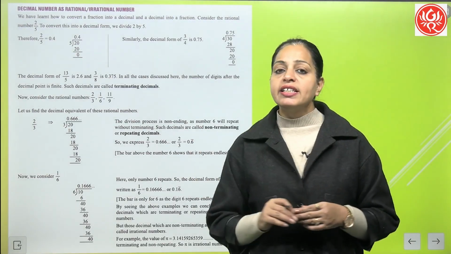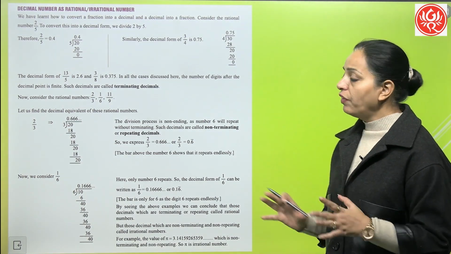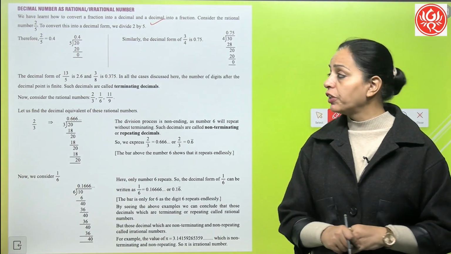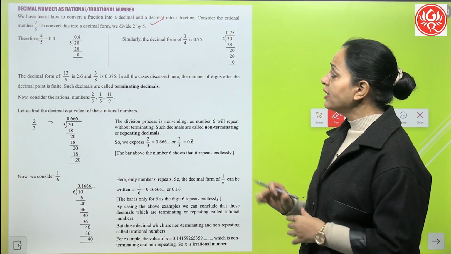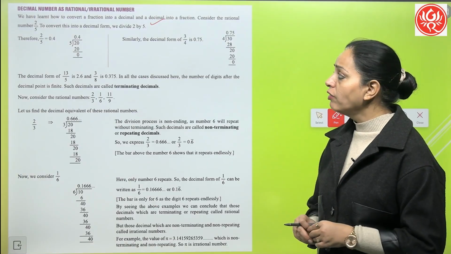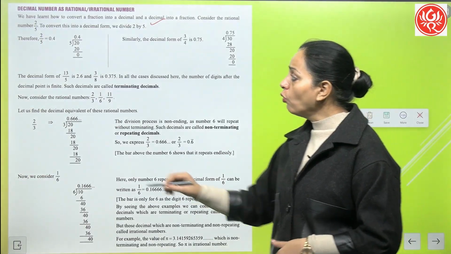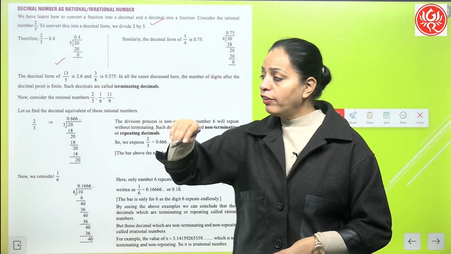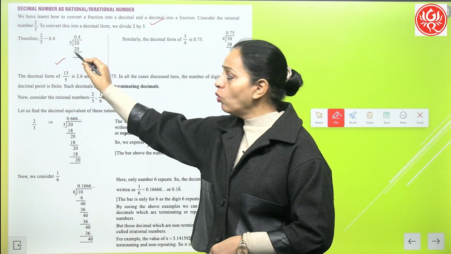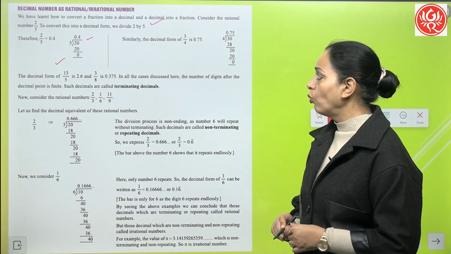Now we have decimal numbers as rational and irrational numbers. Very interesting and very important topic. We have learned how to convert a fraction into a decimal and a decimal into a fraction. Consider the rational number 2 upon 5. To convert this into a decimal form, we divide 2 by 5. You know very well how to divide 2 by 5. So 2 is smaller than 5. What will we do? We put a decimal. Then 0. So decimal in the quotient as well. So we are getting 0.4, right?